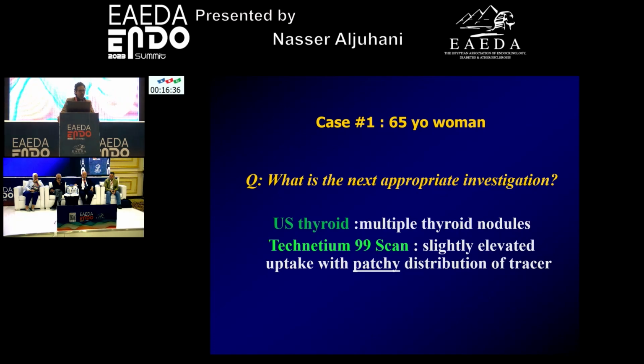In our hospital, we have technetium 99 thyroid scan, which showed slightly elevated uptake with patchy distribution. So patchy distribution, usually with a tracer of iodine 123 or iodine 131, indicates nodular goiter or nodular toxic goiter. If homogeneous, it usually indicates Graves' disease. And maybe the uptake is normal. Even the uptake could be normal in a patient with subclinical hyperthyroidism.